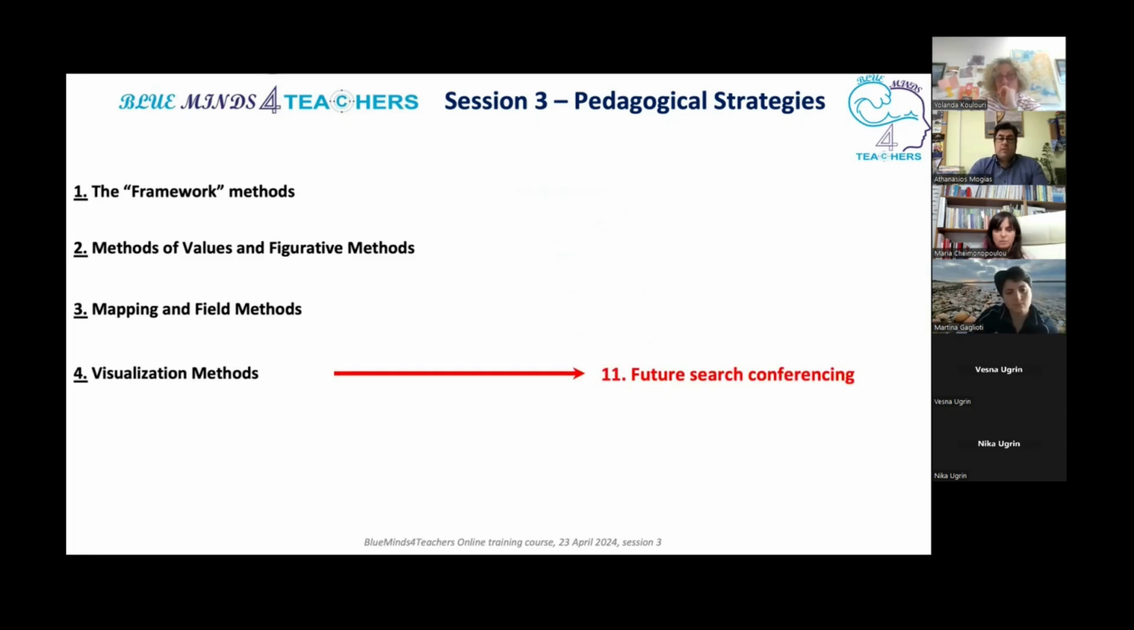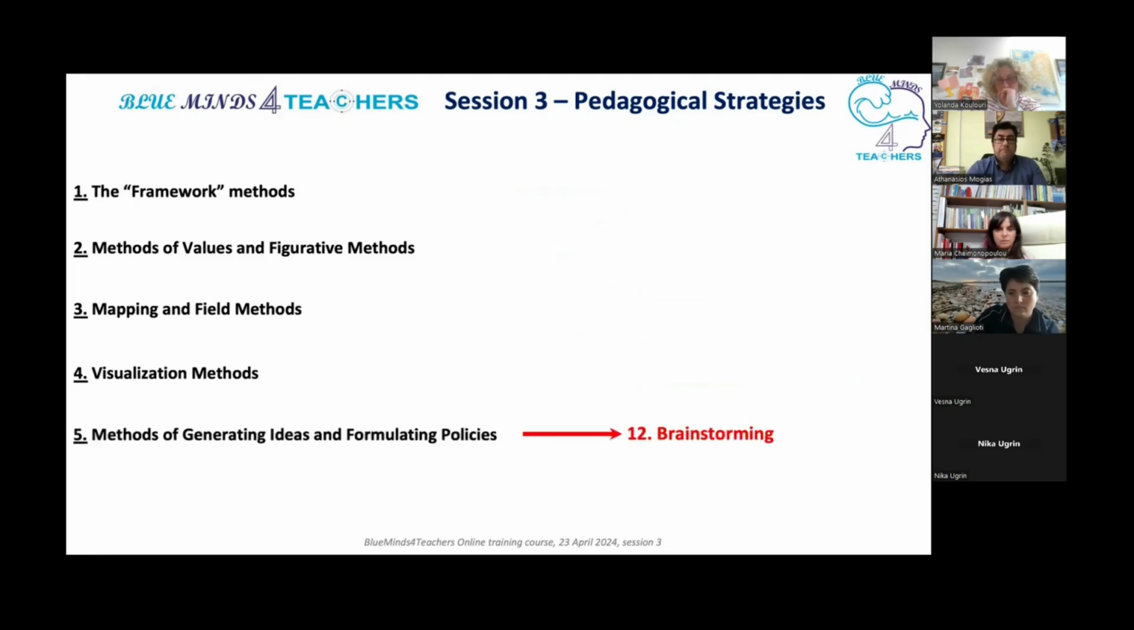The mapping and field methods, such as concept mapping, community mapping, and the field study; the visualization methods such as the future search conferencing; and the methods of generating ideas and formulating analysis, such as brainstorming.